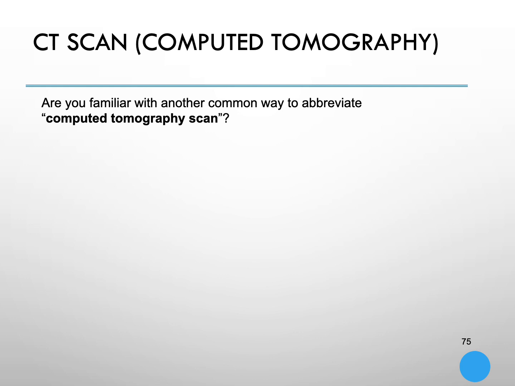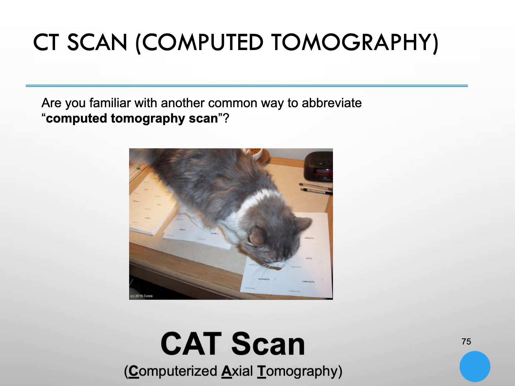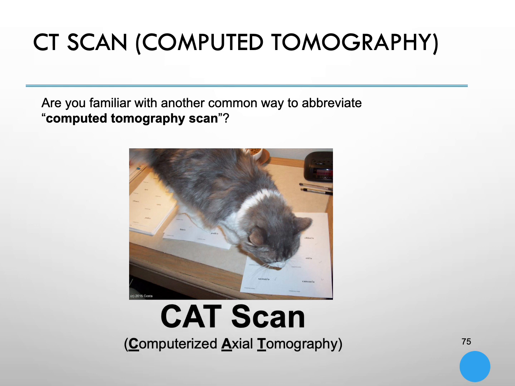All right, so are you familiar with another common way to abbreviate computed tomography scan? We didn't always abbreviate it as CT. You might have heard of it as something else. If you said CAT scan, then you would be right. Computerized axial tomography was how we used to refer to CT scans, and so you may hear them referred to as CAT scans.